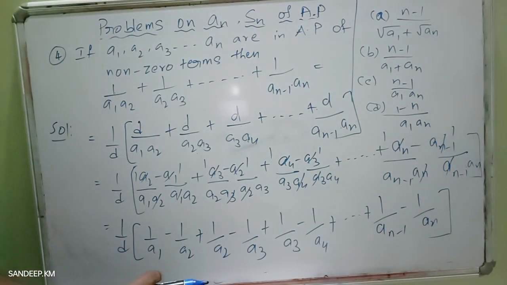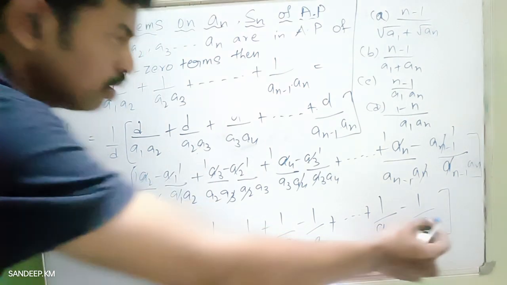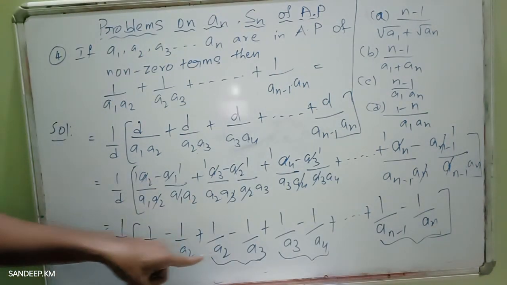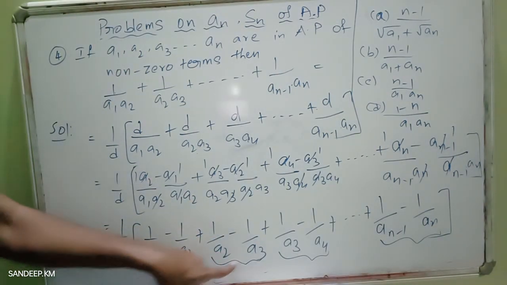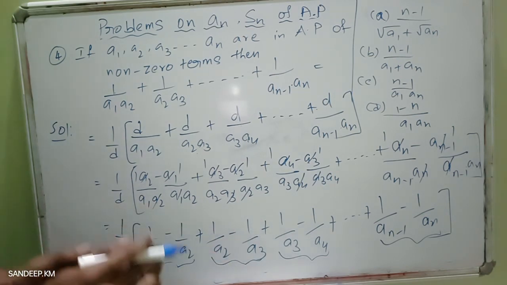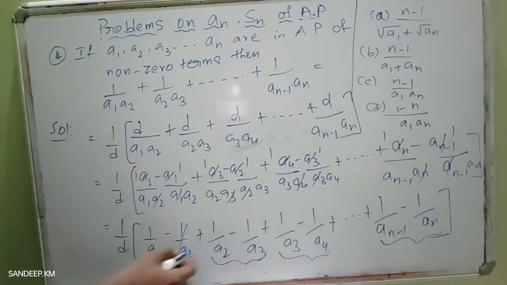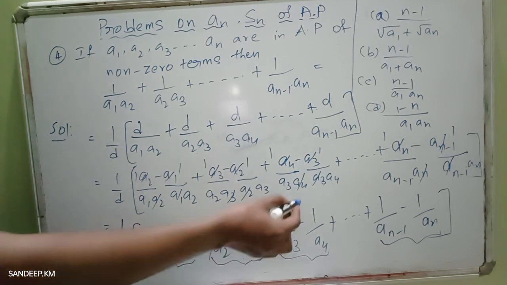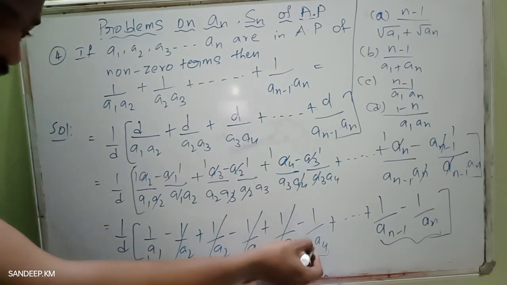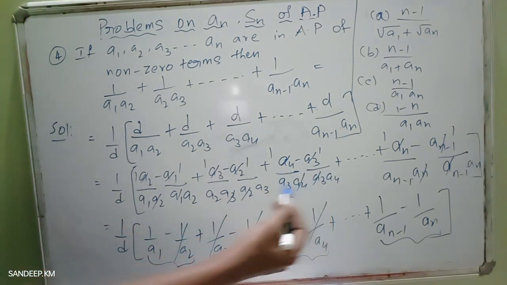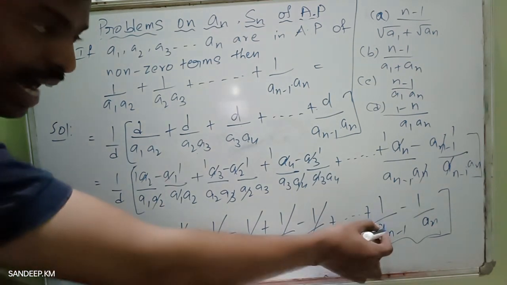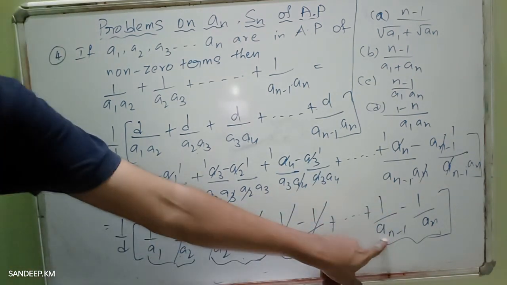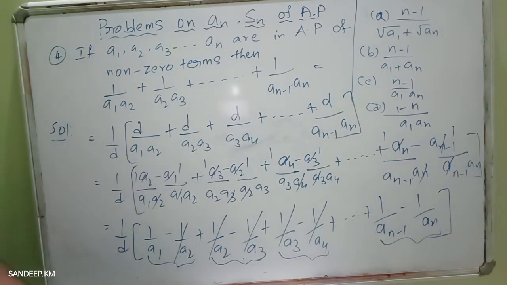Now the most important and decisive step, what is it? See, it is easy to say who gets cancelled in the first pair, second pair, third pair and so on. So minus 1 by a2 plus 1 by a2, minus 1 by a3 plus 1 by a3, then automatically minus 1 by a4 plus 1 by a4 and so on will get cancelled. But in the last pair, who will get cancelled and who will be there in the solution? To know that, please observe this logic.